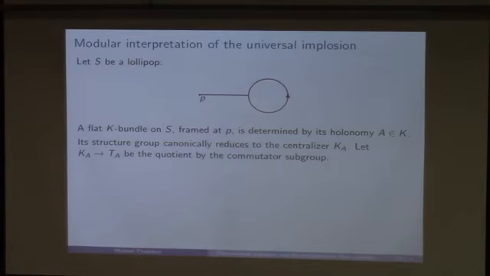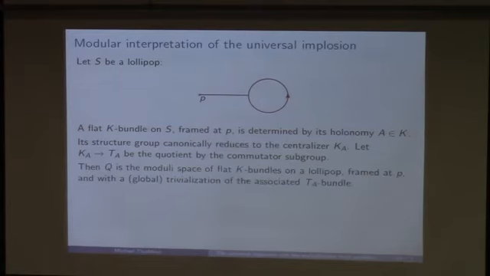I can take the associated bundle, the TA bundle, where I divide out by the commutator subgroup. I get an associated torus bundle. And what you can convince yourself is that Q is the moduli space parameterizing, a very silly thing, right? Flat K bundles on these things, trivialized here, but also with a global trivialization of the associated torus bundle, which is trivial, but not canonically so.